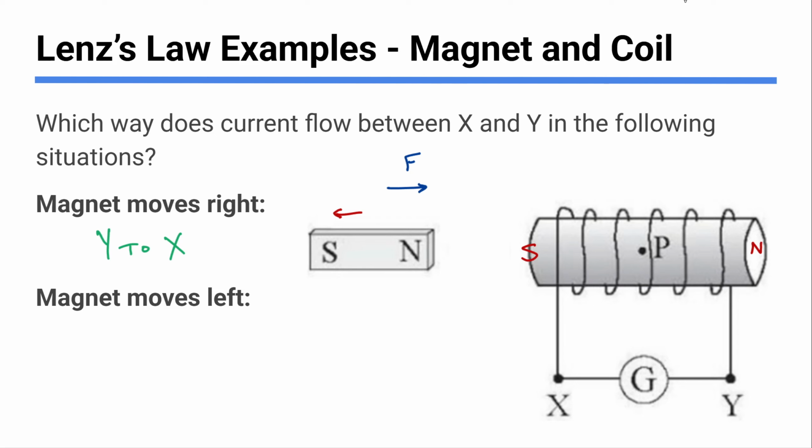Lenz's law says all this stuff is very fickle. The magnet gets pulled away, and it's like, wait, no, don't go. I don't like that. But then you move the magnet towards it, and it's like, no, don't come any closer. So it hates change. That's all it is. Nature hates change. And if things are changing, it's going to try to oppose that change. The magnet moves away, it tries to slow it down. Magnet comes towards it, it tries to slow it down. To slow it down this way, I need a south pole here and a north pole here.